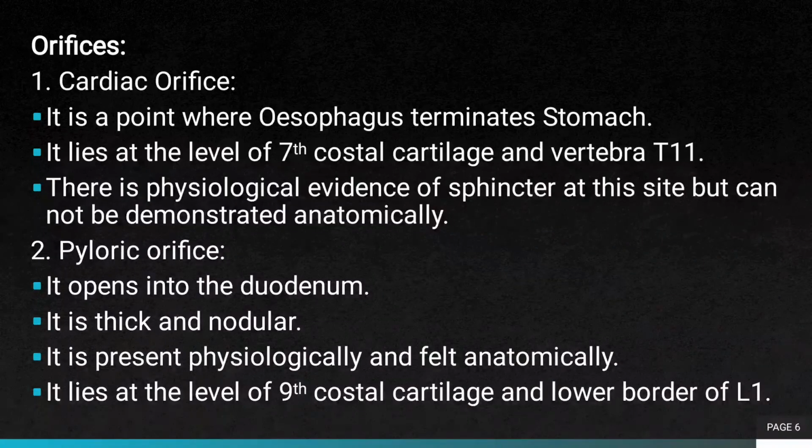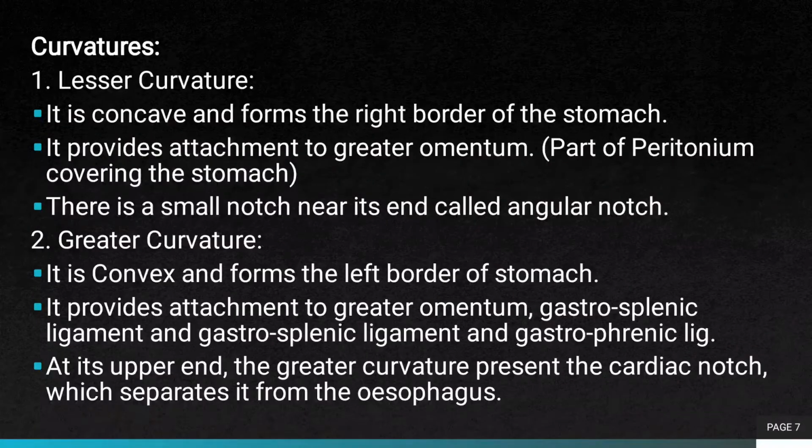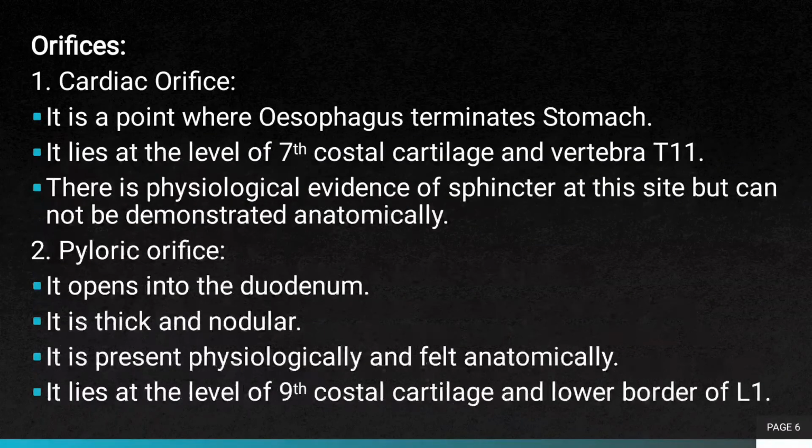Pyloric orifice opens into the duodenum. It is thick and nodular. It is present physiologically and felt anatomically both. It lies at the level of the 9th costal cartilage and lower border of L1. Then there are two curvatures. Lesser curvature, which is concave and forms the right border of the stomach.